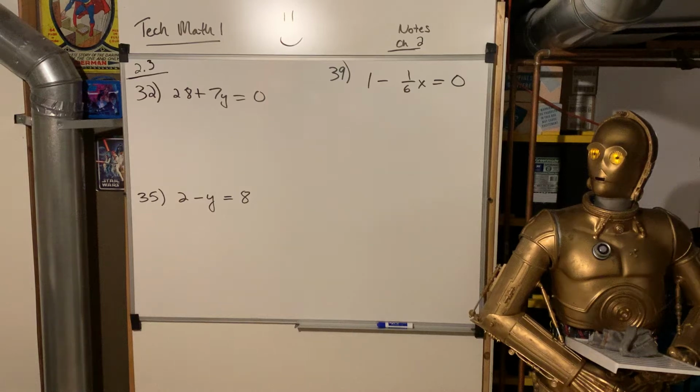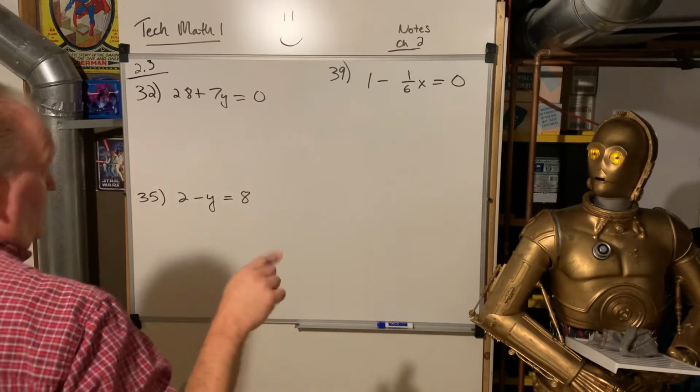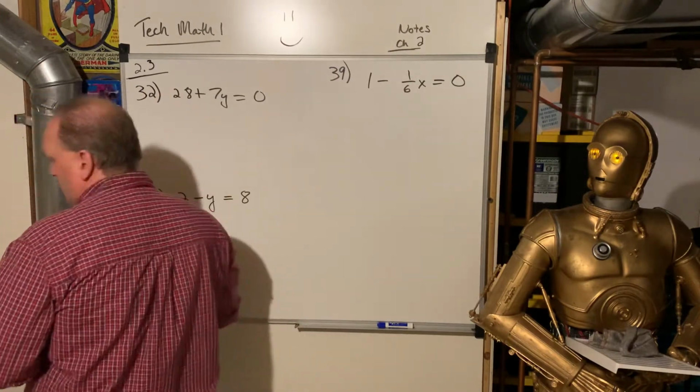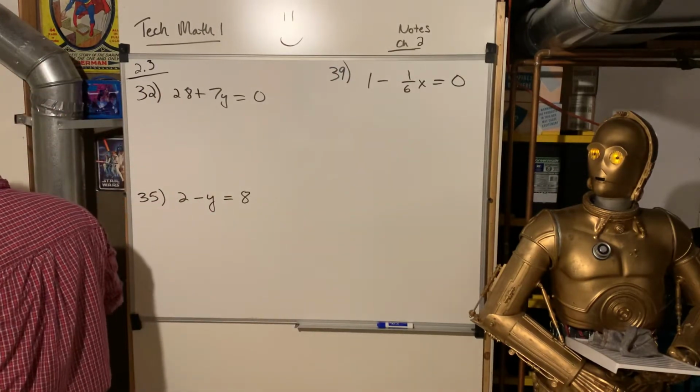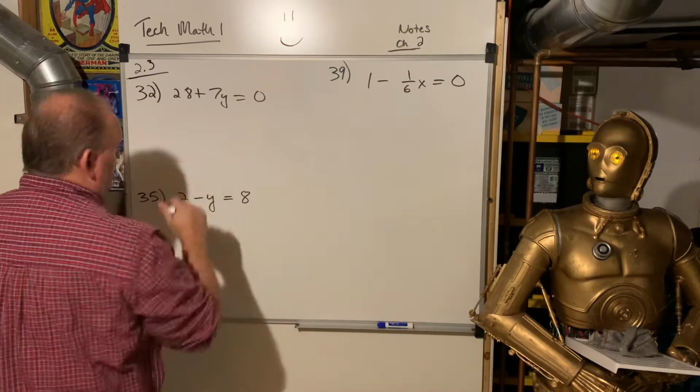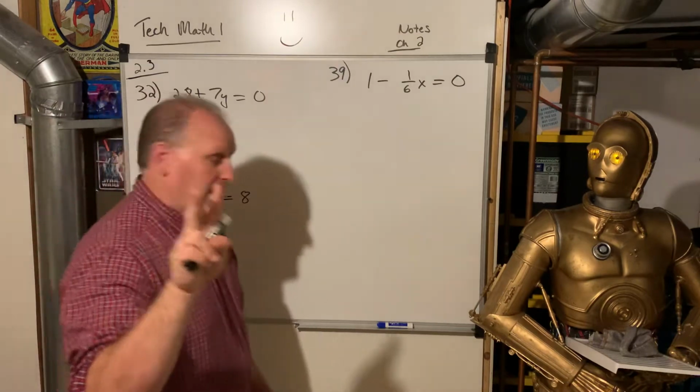Okay, we're back. This is Techmath1. We're looking at the notes for chapter 2. We're on section 2.3. And we're going to start with number 32 on page 64. So we're solving two-step equations now.